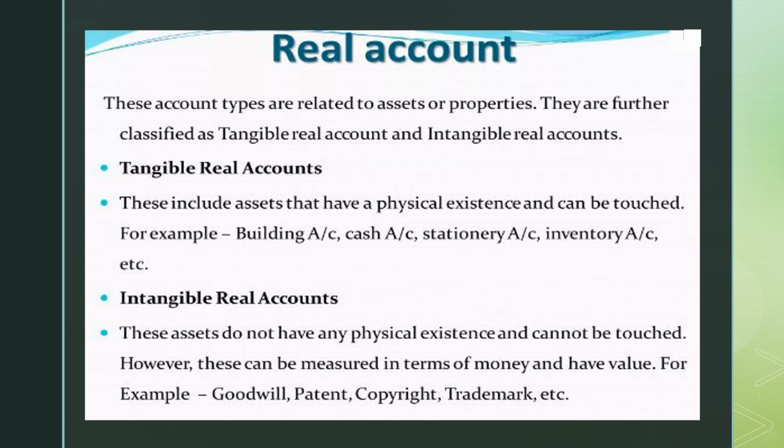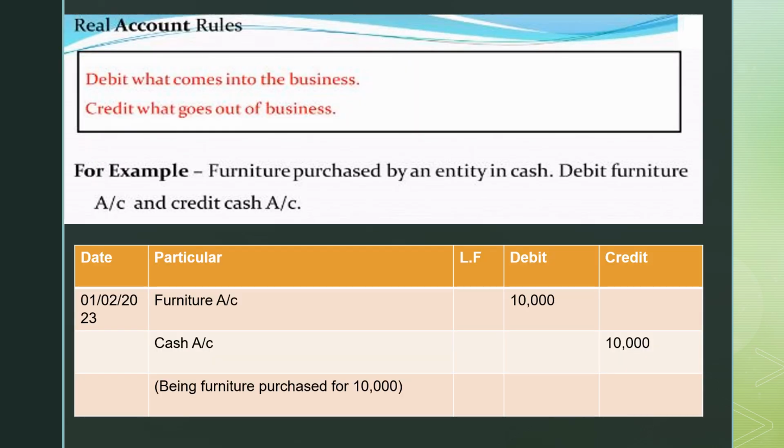Intangible real accounts. These assets do not have any physical existence and cannot be touched. However, they can be measured in terms of money and have value. For example, goodwill, patent, copyright, trademark, etc. Rule for the real account is debit what comes into the business, credit what goes out of the business.